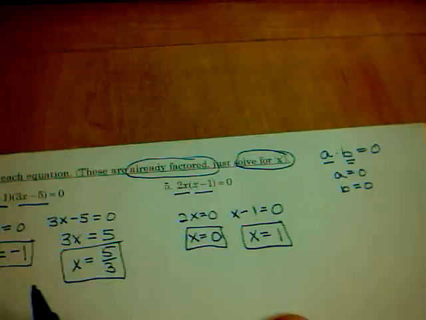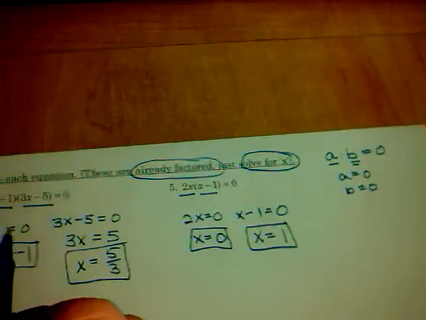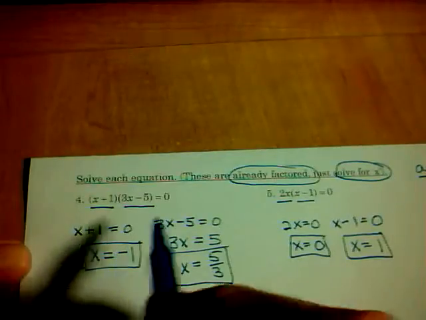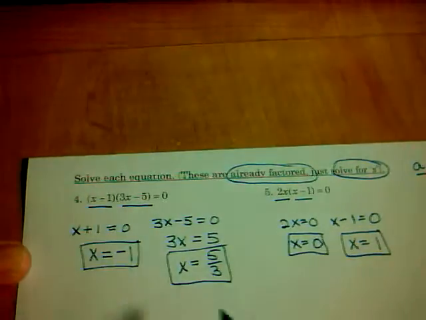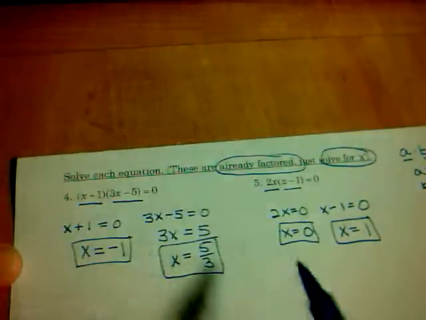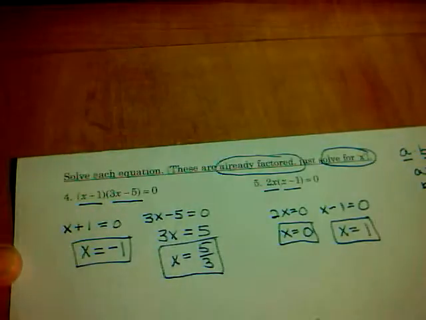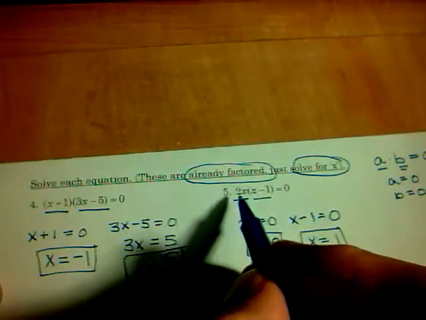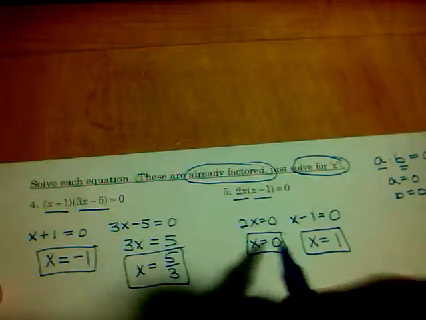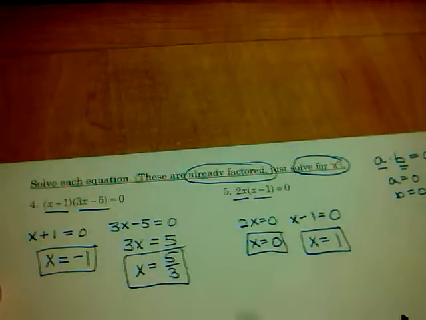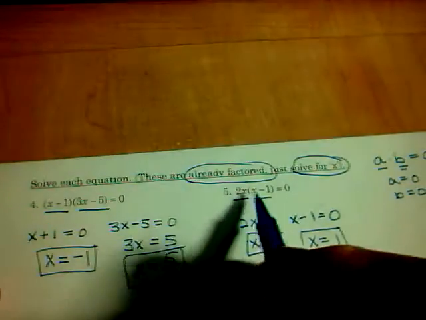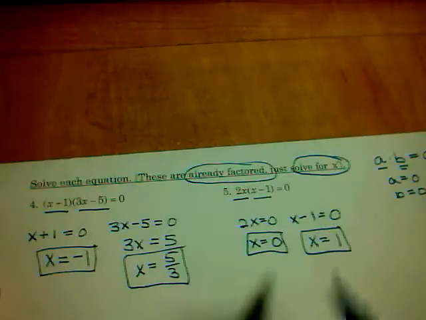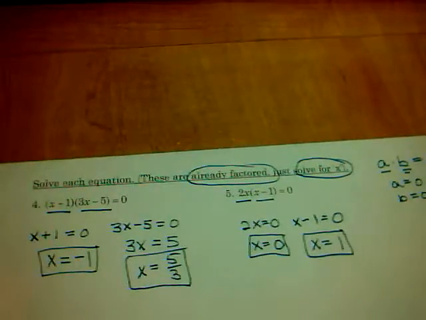And a lot of these you might be able to do mentally, such as problem number 4. x plus 1, what would make that 0? Obviously that would be negative 1. For the 3x minus 5 question, you might want to show a little bit more work for yourself. But on problem number 5, 2 times what number gets you 0? That would be 0. You probably could have done that without showing the work. And 1 minus 1 would get you 0. Again, you might be able to solve that one without showing work as well.